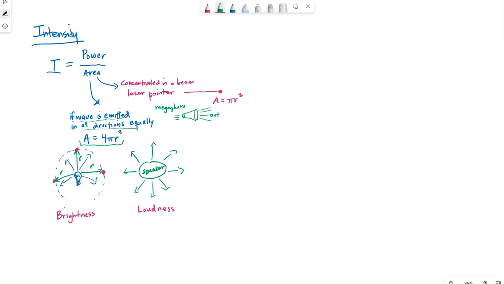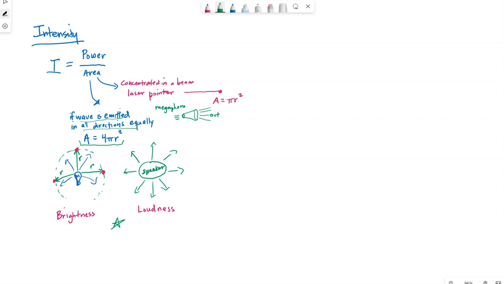So as we solve problems, if there is any problem we're looking at that's not a light bulb or a speaker, where we're going to assume the situation down here where they are emitting equally in all directions, then the problem will need to have something about it that leads us to know if the sound or light is emitted in all directions equally or if it's concentrated somehow in a beam.